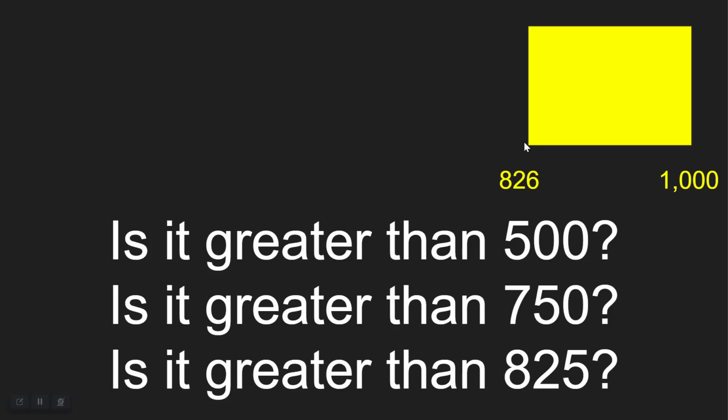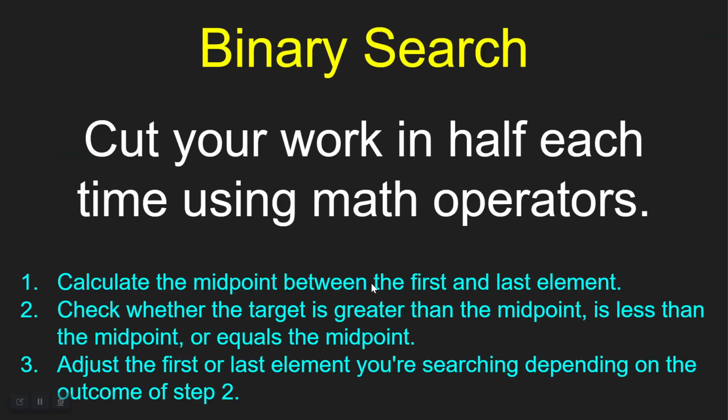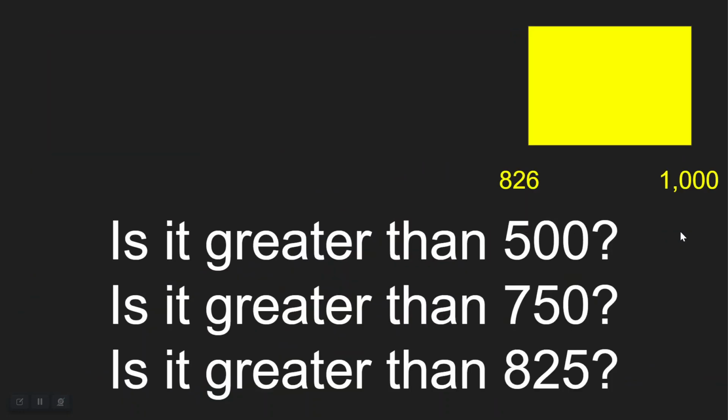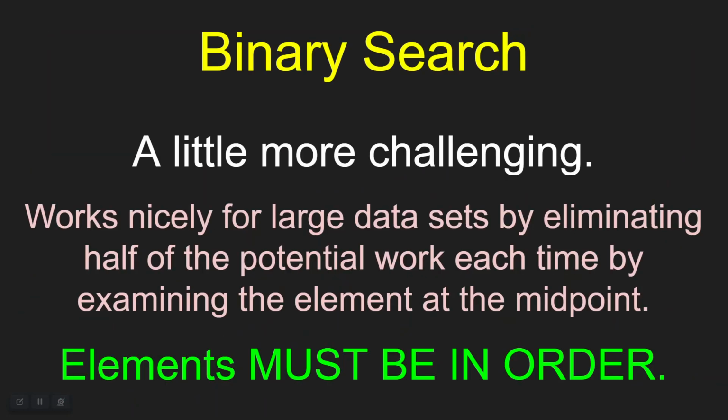So I now have moved my starting point to be 826, and now I'm going to ask, is it greater than 825? So is it between 826 and 1,000? And this would basically repeat until I finally land on the target number. So again, what I did each time is I calculated the midpoint, and I checked whether it is greater than, less than, or equal to, and then again had to adjust either the first or the last element depending on what the outcome was. So the binary search is a bit more challenging.